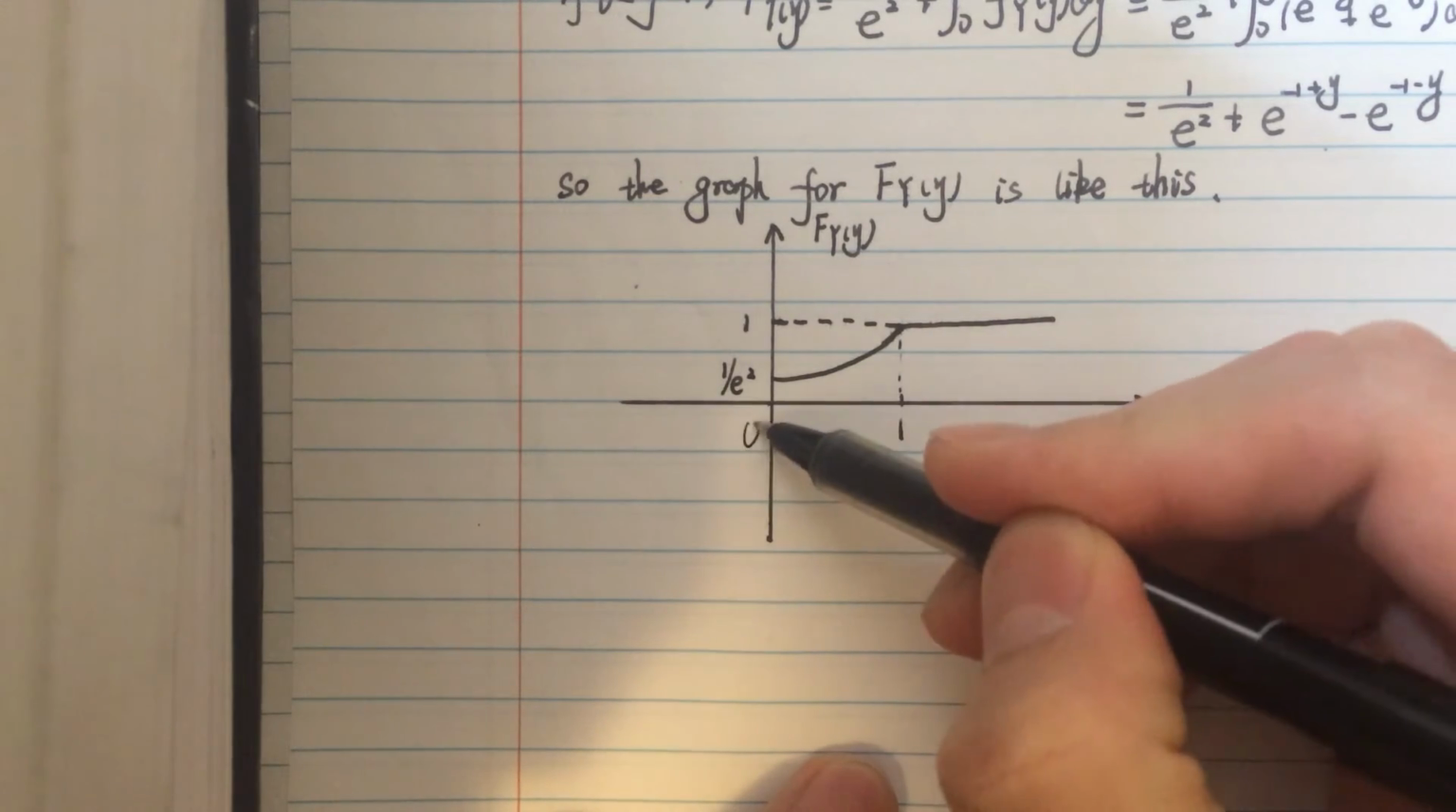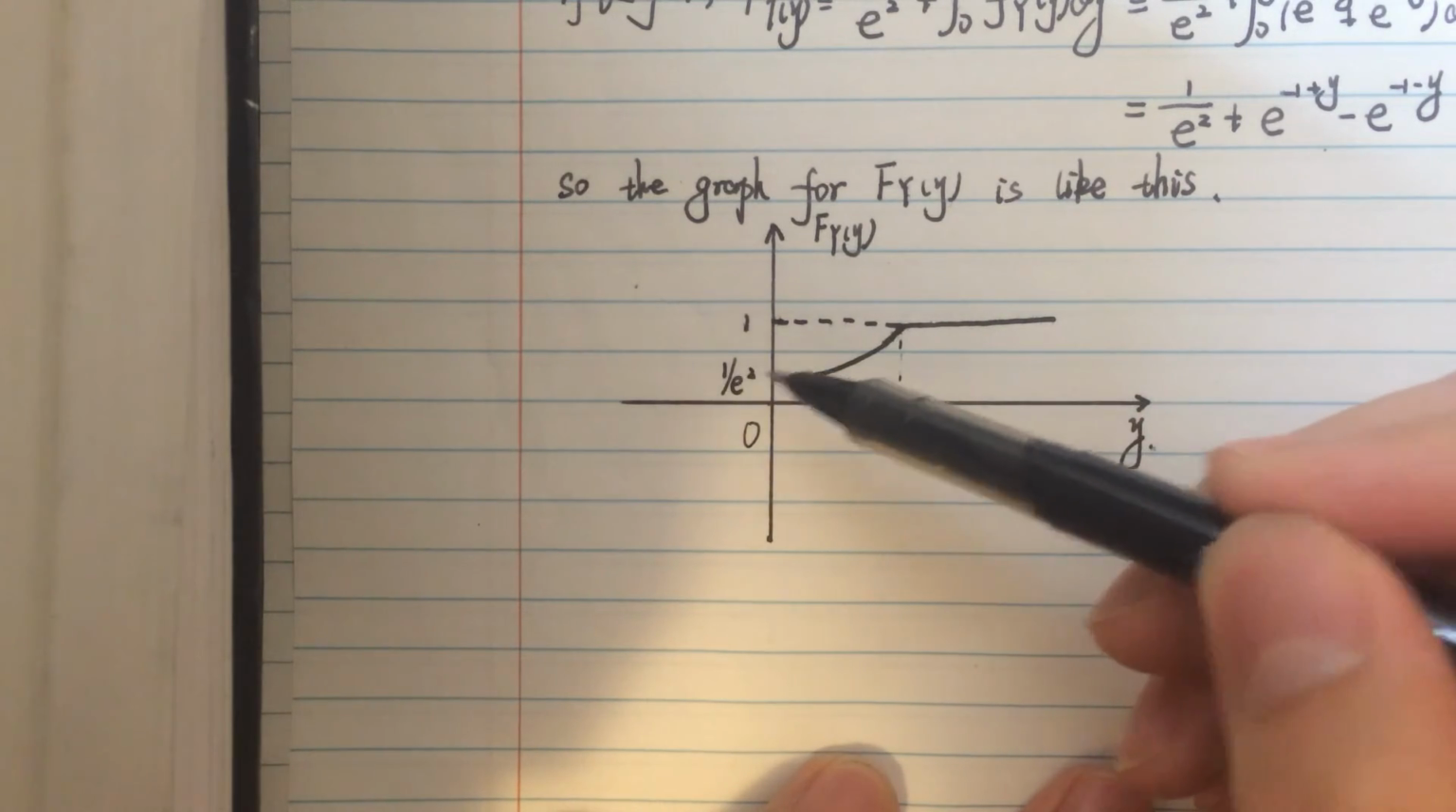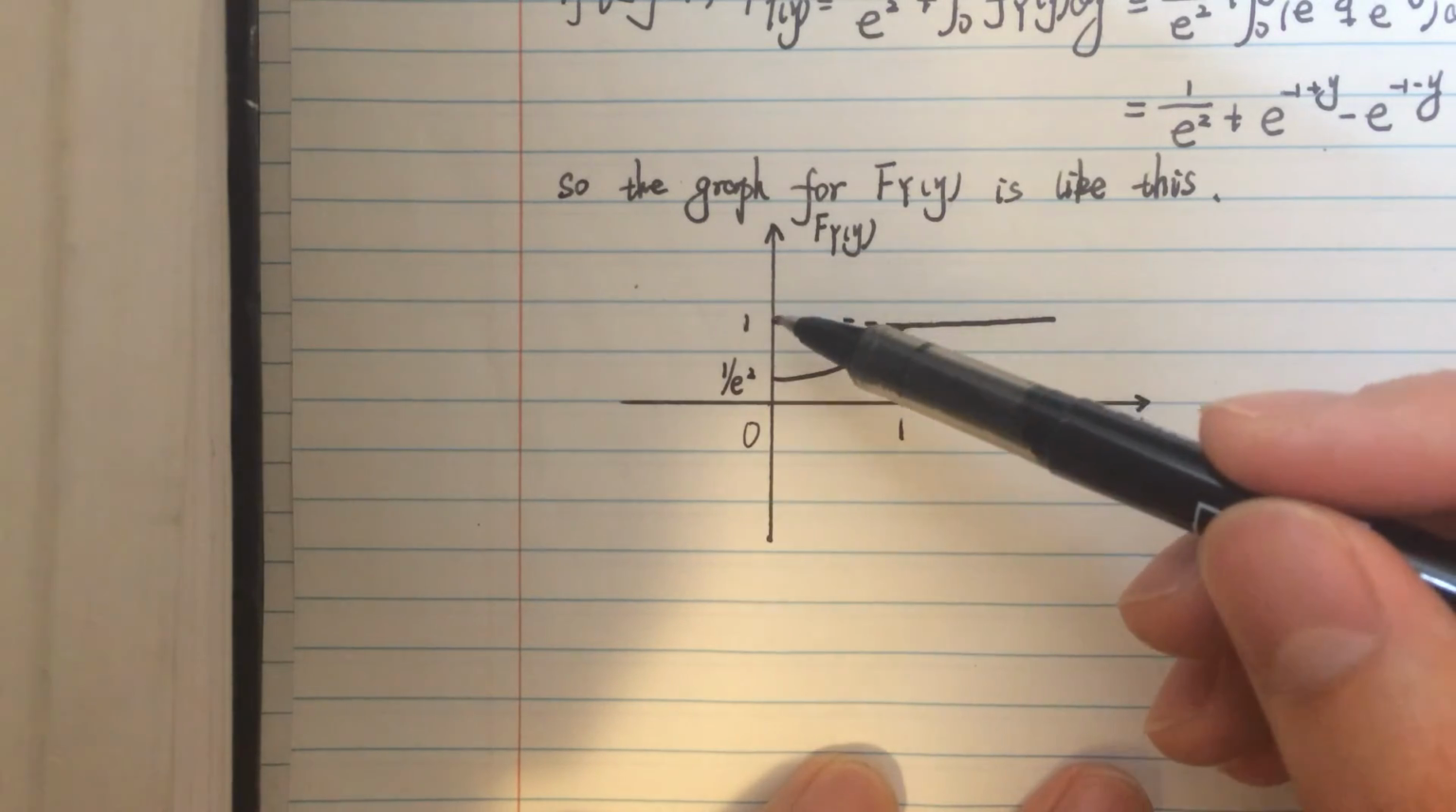Here is 0 and here is 1 over e squared and here is 1.